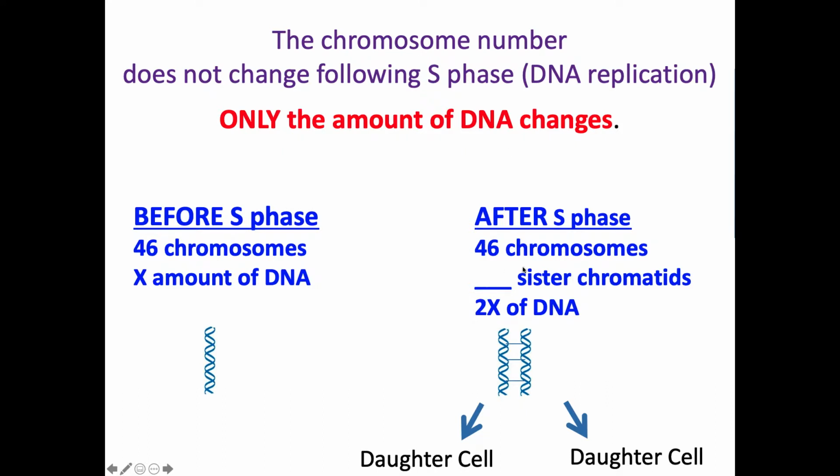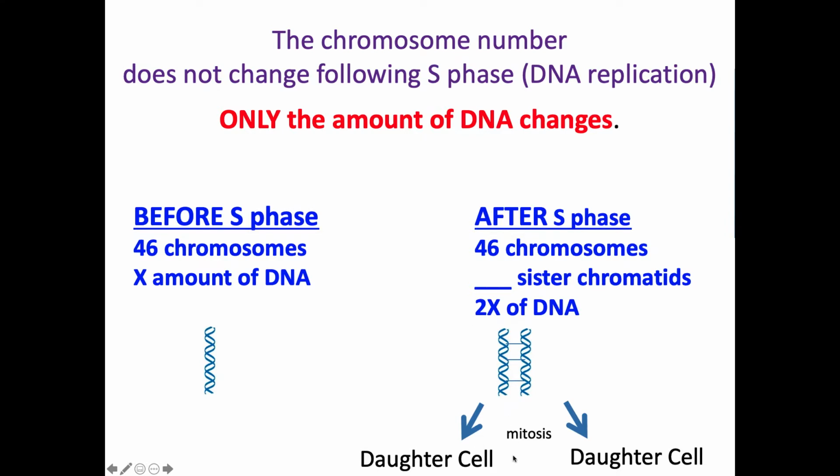When these sister chromatids are separated, which is going to happen in anaphase of mitosis, they will become individual chromosomes in their own right, and this allows each daughter cell to receive a full complement of chromosomes. Well, I've mentioned that the sister chromatids are held together until anaphase.